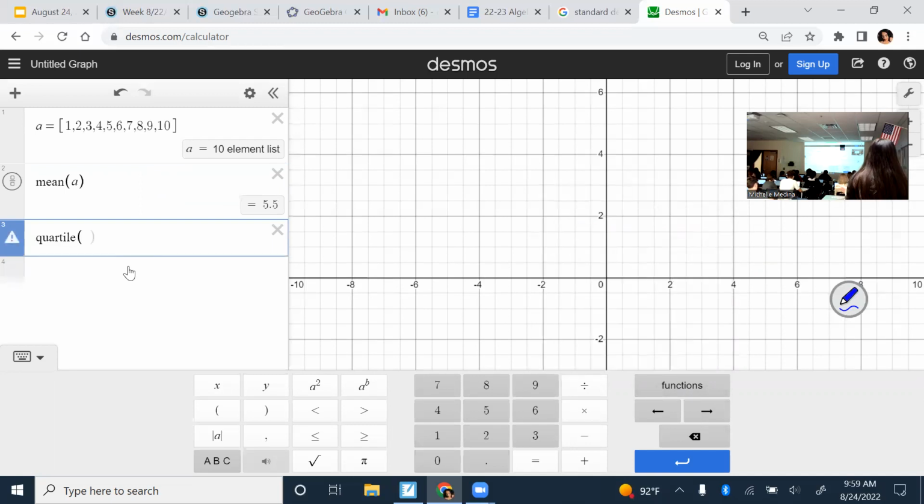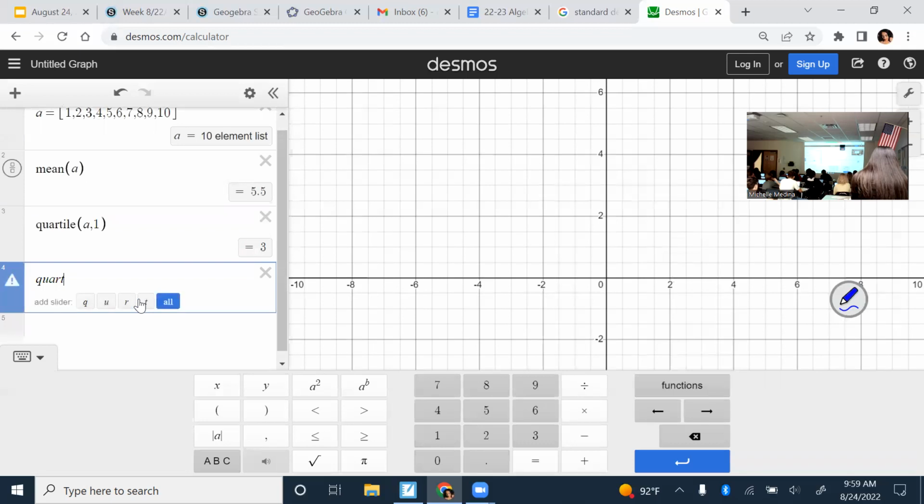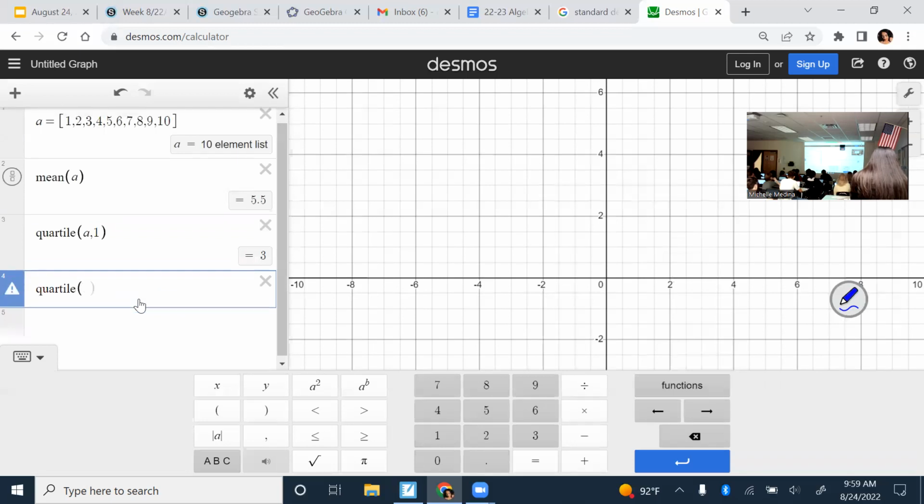All right, so type in data set A, comma, whatever quartile you want to find. So if it's quartile 1, then you know quartile 1 is 3. You can also type in the words and then it'll turn it into the function. So cool stuff. All right, you still need to know the process. So that's why we always teach you the process. But now if you have to do quick comparisons, you can see it on your test.